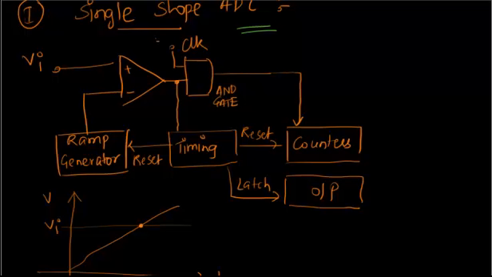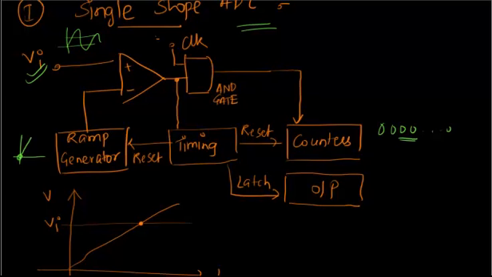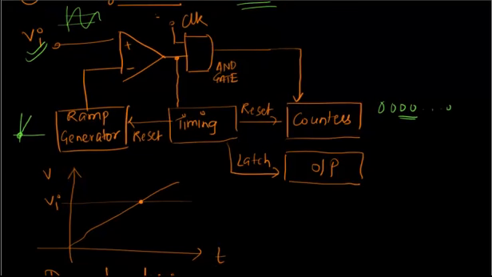Here initially these counters are set to 0. Whatever the number of bits, all are set to 0. This ramp generator is also initially at 0. Now suppose you apply some input like this. Initially the ramp is 0, right? See this graph, initially the ramp is 0. So till the ramp reaches here, the output of this comparator, remember, will be positive, logic 1.